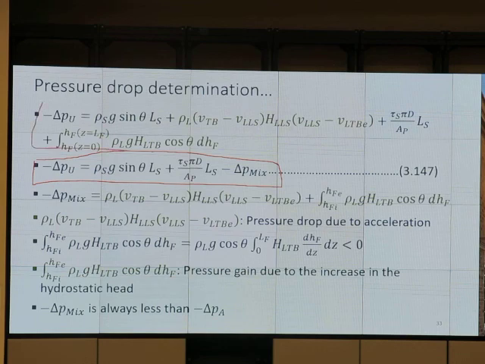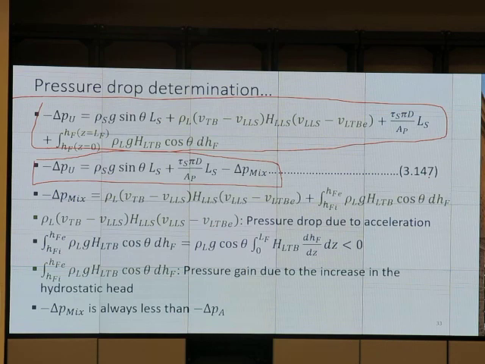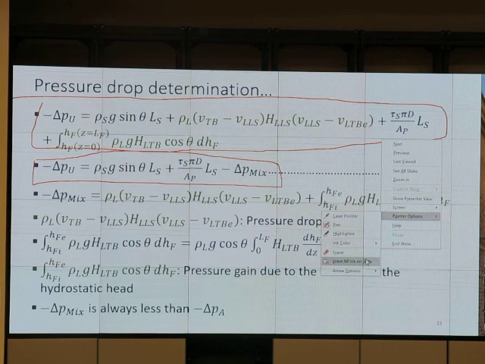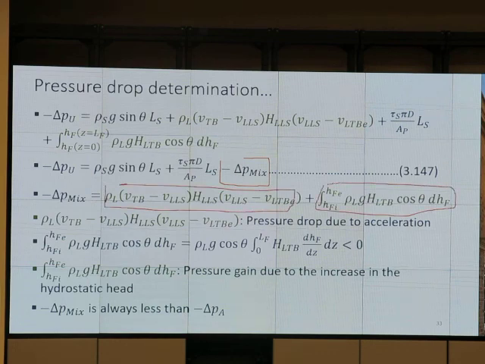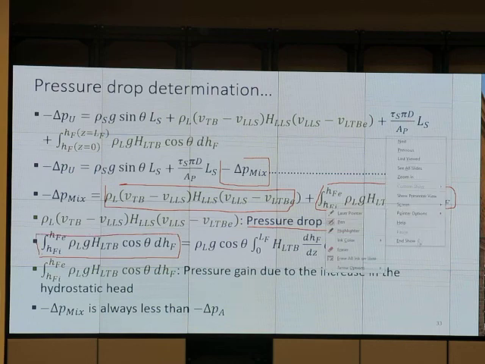I copy this equation again and compare against 3.147. Okay. Show that it's not the same. To make it the same, delta P mix over there should have two terms, not just one term. Right? The first one is the pressure drop due to elevation. The second one, which has something to do with those cosine theta, is negative.